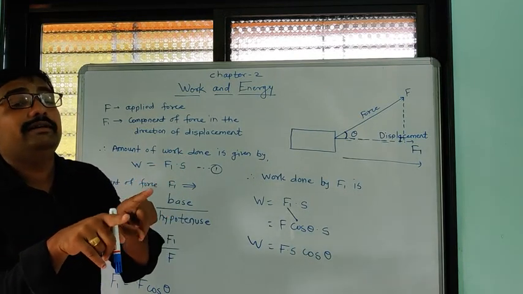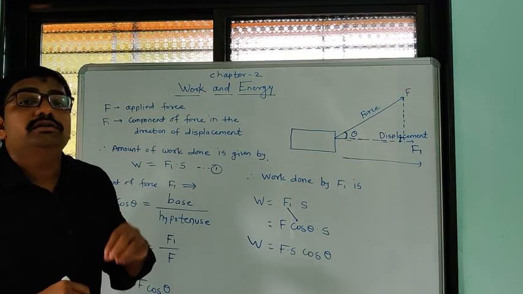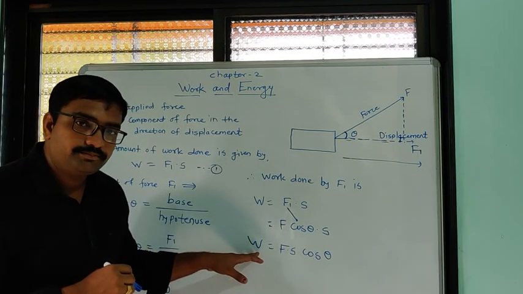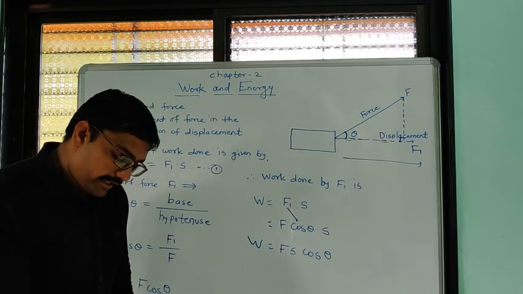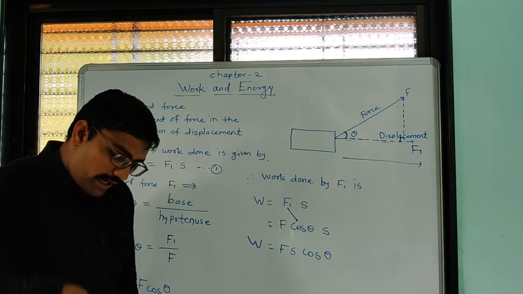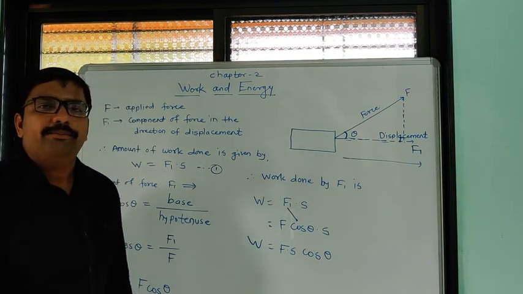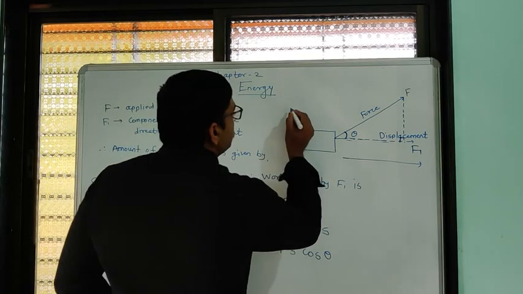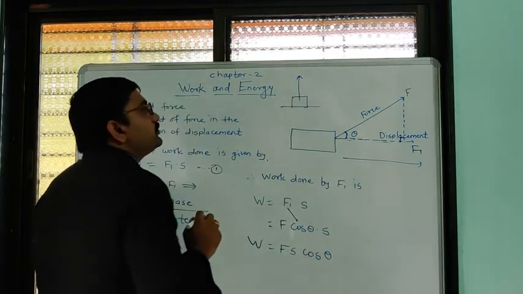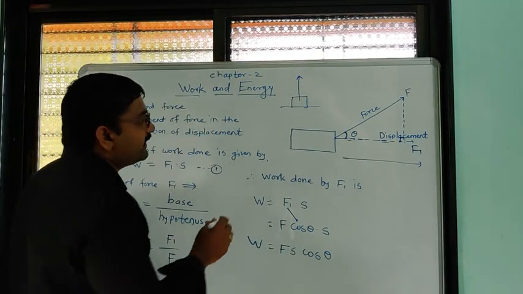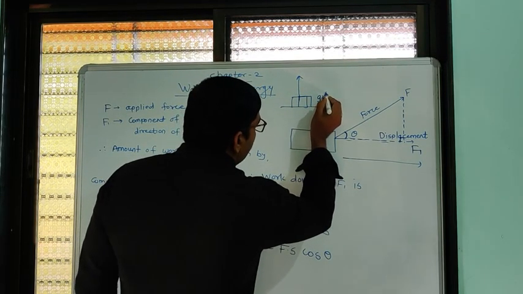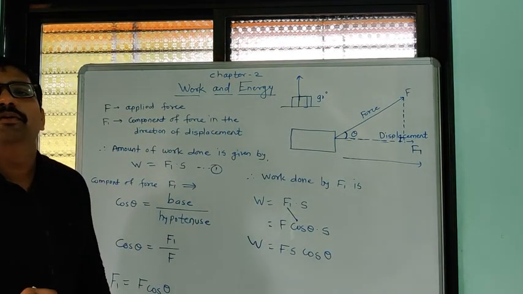So this theta is actually important here. How much the value of theta is, that affects this work. Suppose I apply force in an exactly perpendicular direction, simply I pull an object in the upward direction. Suppose this is our object, and if I push that object in the upward direction, at that time how much is this angle? 90 degrees of application of force.